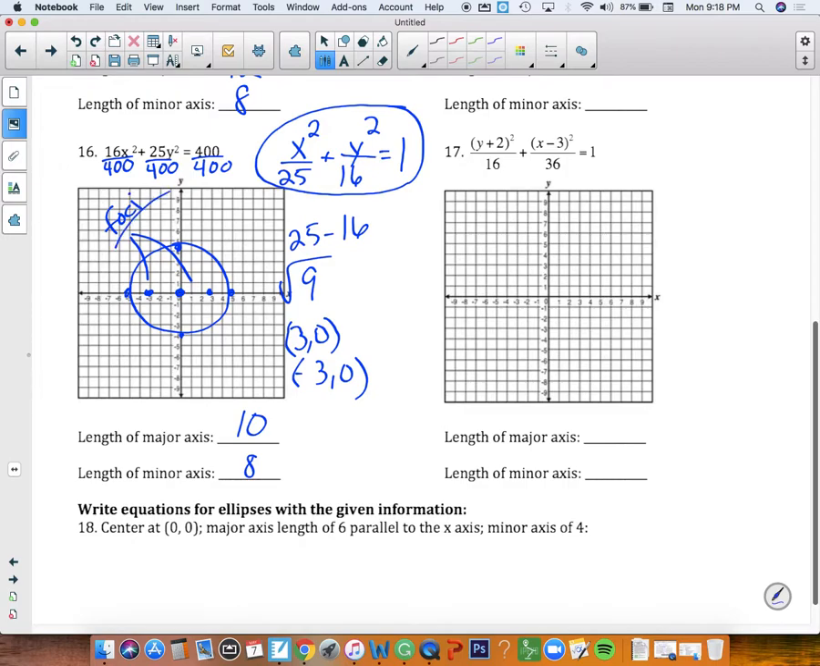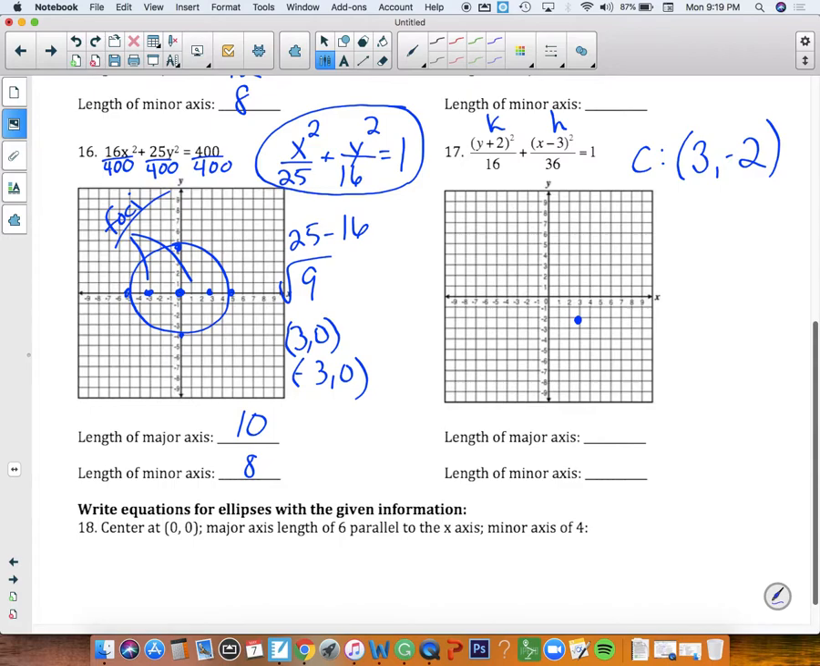Okay? So 17 is a little bit harder because it is not centered at 0, 0. Okay? So I'll try to take a little bit more time on this one than the last one. We have a center. You have to pay attention where the variables are, just like on the hyperbolas. Okay? The x comes second, so that means that is your h there, that is your k there. So h is 3, negative 2, which is here. Okay, so that's my center.